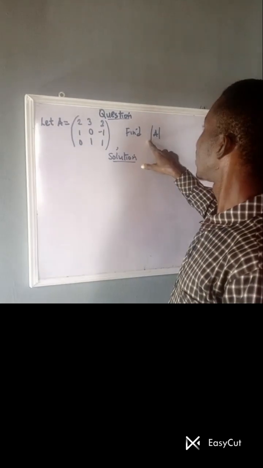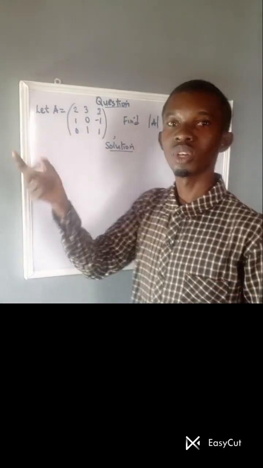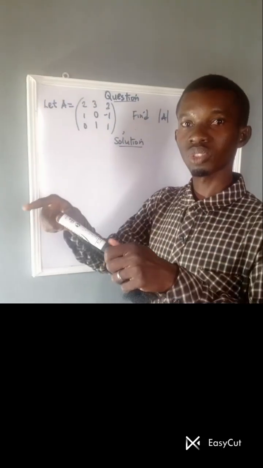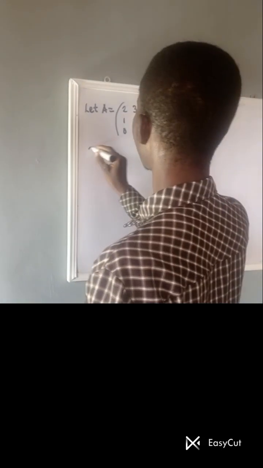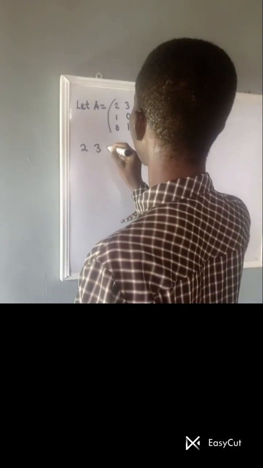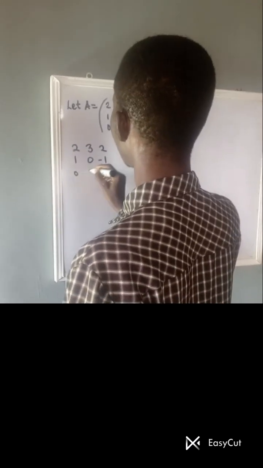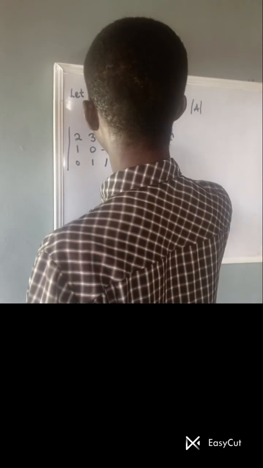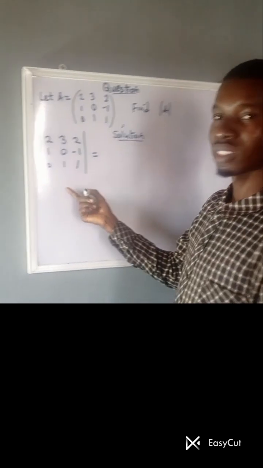Now, they say find, and they've enclosed A in 2 strokes. Remember what I said in the last video. When it's enclosed in 2 strokes, it's telling you find the determinant. So first of all, we can write the matrix again: 2, 3, 2, 1, 0, minus 1, 0, 1, 1. And now put it in our brackets and our strokes to tell us we are finding the determinant.